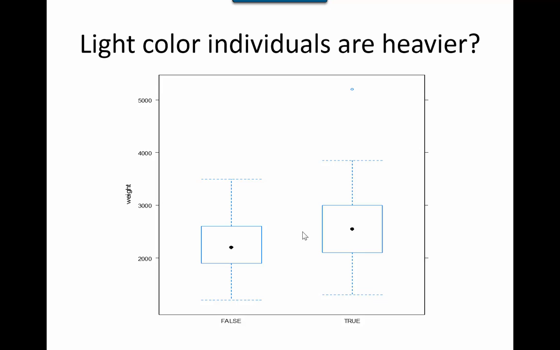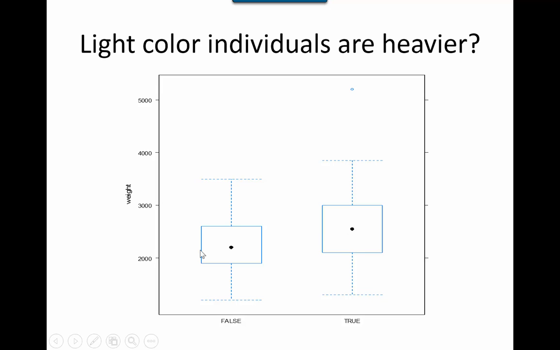So looking at this graph, this shows us the distribution of weights of individuals by color. There were 4 color categories, but what we've done here is basically use the smallest category as the false and the lighter, higher categories as true. So higher numbers were lighter colors, and so that's what we'll look at here. We just split it into 2 groups.